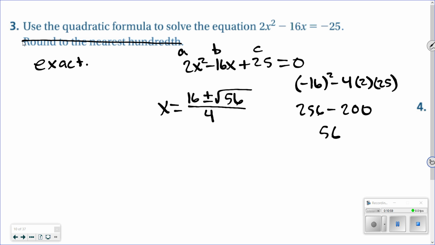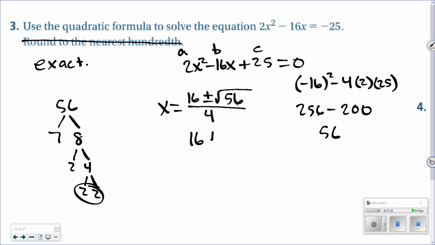If you plug that in a calculator, you get a decimal. What we're going to do then, instead of plugging it in a calculator and getting a decimal, is just take it and reduce it like we have before. So take 56, and let's do our factoring tree. So we have 7 and 8. 8 is 2 and 4. 2 and 2. So I've got 2 squared on the inside, so that'll give me a 2 on the outside, and I have the 2 and 7 left over, so it'll be a 14 on the inside. So I end up with this, 16 plus or minus 2 square root of 14 over 4.